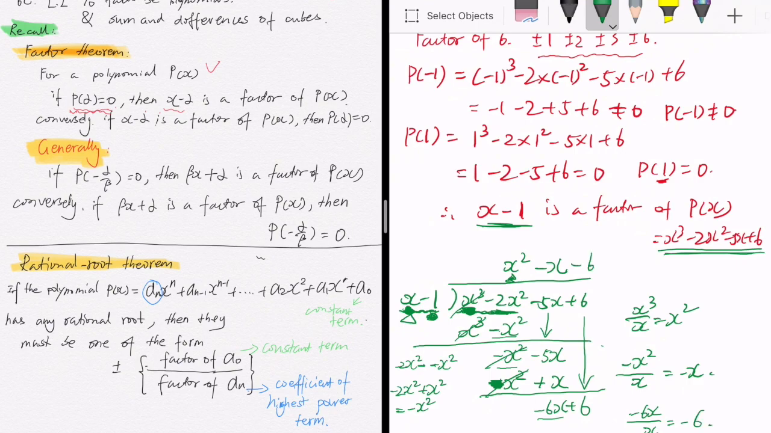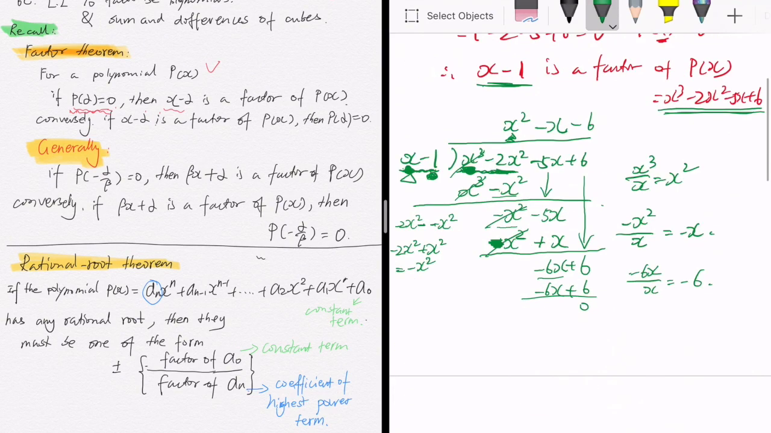Then you're going to use negative 6 times your divisor, and then you'll have negative 6x plus 6, and you have 0. Okay, so therefore x cubed minus 2x squared minus 5x plus 6 is equal to x minus 1 times x squared minus x minus 6. So we have factorized into two different brackets, x minus 1 and x squared minus x minus 6. So these two brackets are the factors.